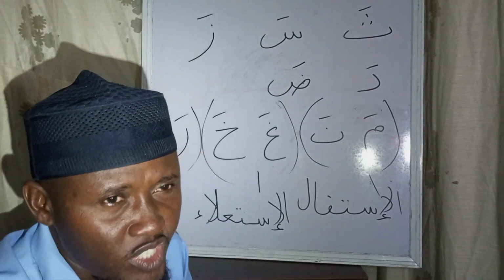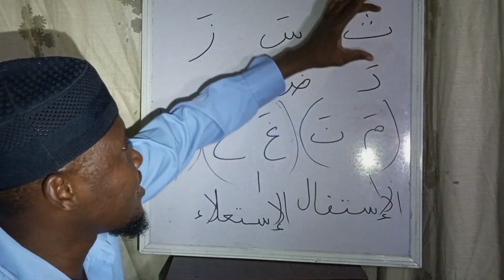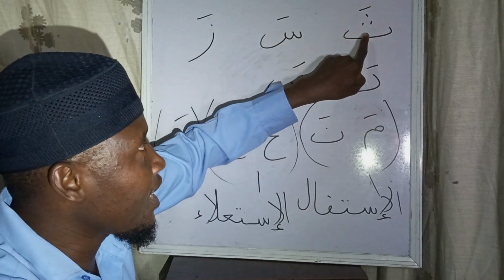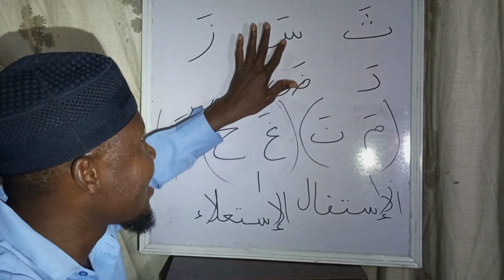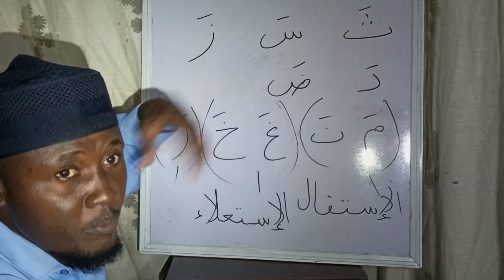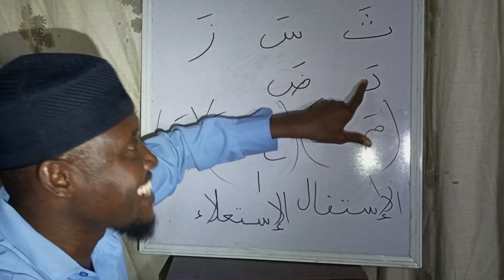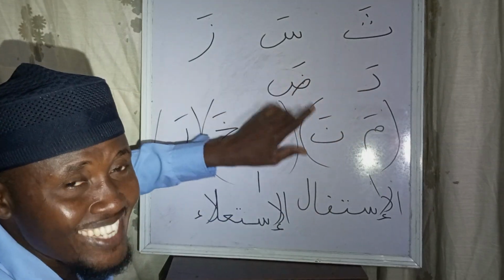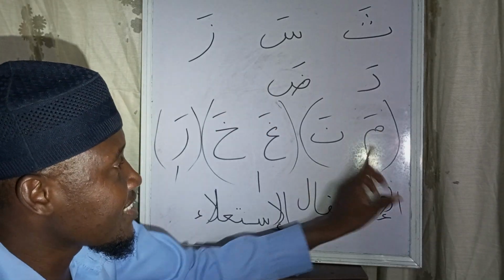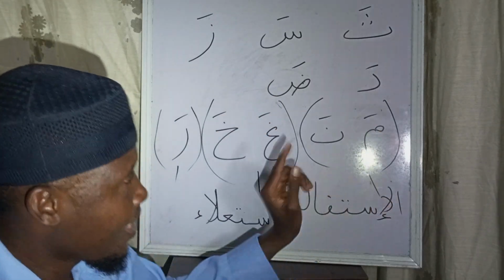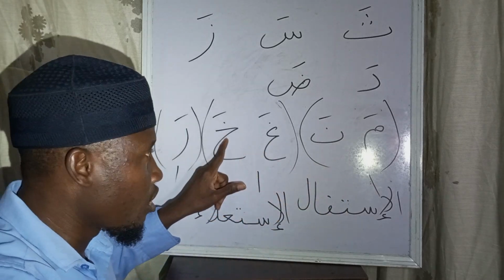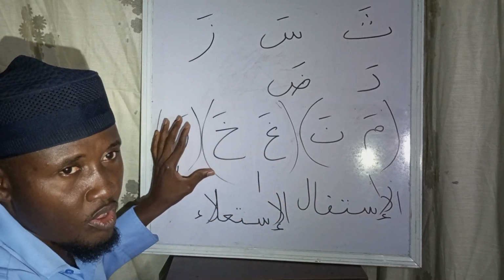A summary of what we said so far. We said that these letters are pronounced as Tha, these are Sa, these as Za. We should pronounce them correctly. Da and Do. Then this, I said Ma, Na, Go, Kho, Ro.